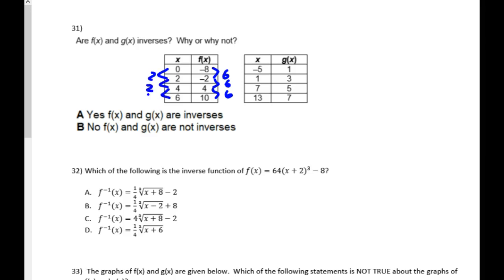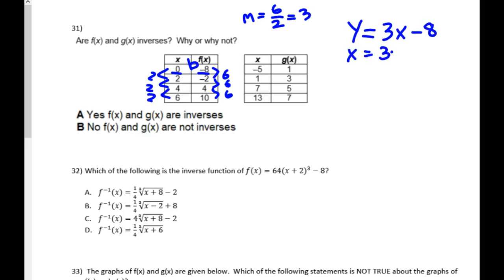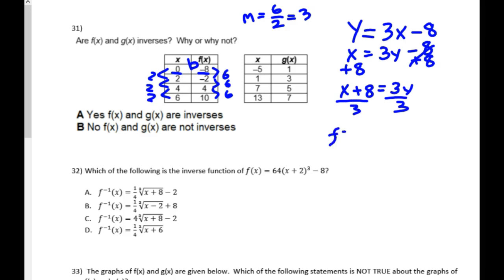On the left side it's going up 2. So when x is 0, that's my b. And then my m is my change in y over my change in x: 6 over 2, which is 3. So my equation for that original function is 3x minus 8. If I switch x and y, get rid of that loner, add 8. x plus 8 equals 3y, divided by 3. My inverse function is going to be (x plus 8) over 3.